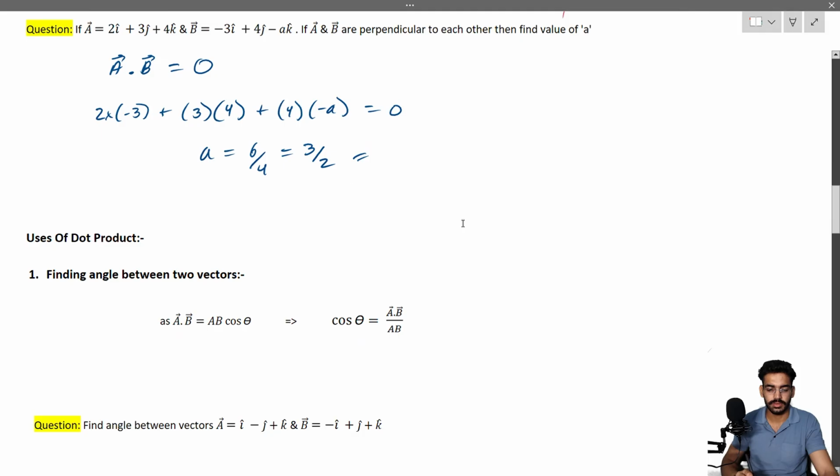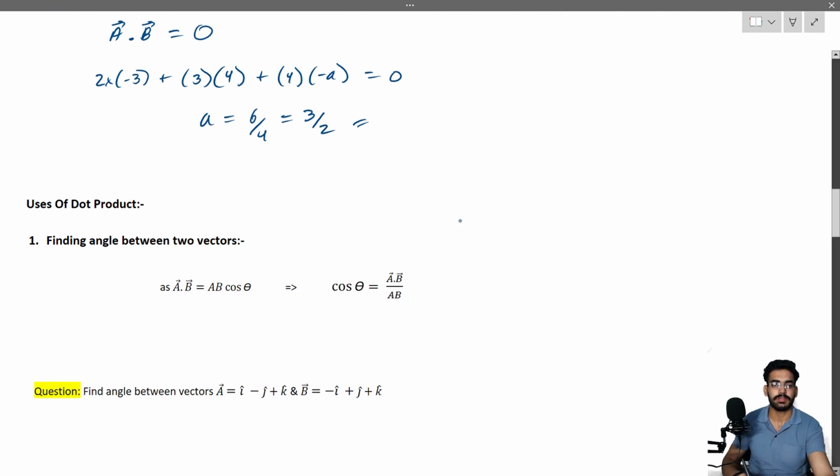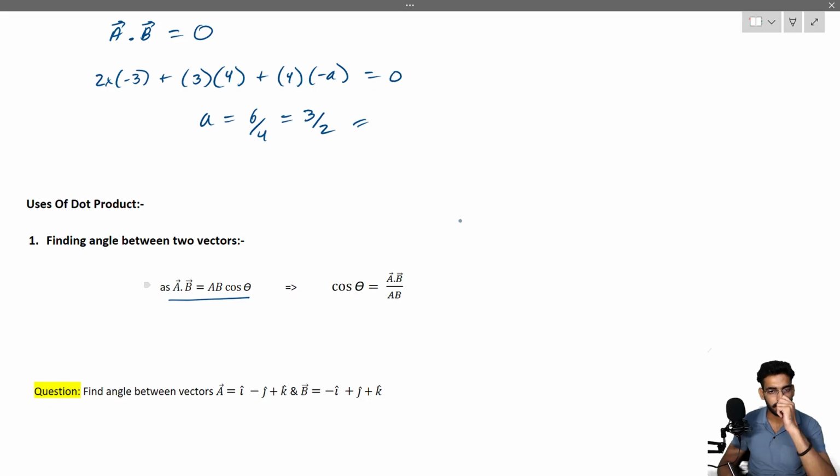Now the next thing is the use of the dot product: how we can use the dot product in various calculations. First, finding the angle between two vectors. If two vectors are randomly given and you have to find the angle between them, you can use the dot product. You know this formula, right? From here cos theta is a vector dot b vector divided by mod a mod b: the dot product divided by the magnitudes of both vectors. That's how cos theta came. Very important formula.